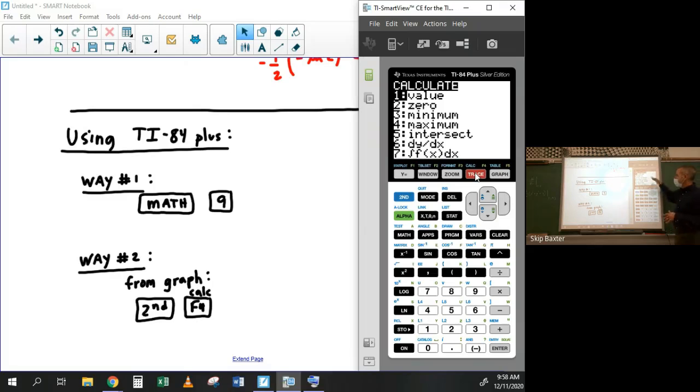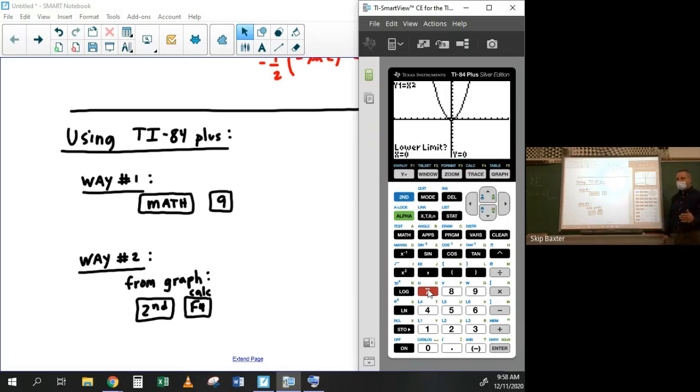One of the choices, remember, is the same place we went to find value, zero, intersection, and maximum. The 7th choice down here is integral. So I could just press 7. It's going to ask me for the lower limit and the upper limit. In other words, what number is at the bottom of the integral sign and what number is at the top of the integral sign. So if I press 2, then 3, then enter, it gives me the same answer. It does a little shading on the graph. Don't worry about what that shading means for now. I'll explain it later, but the answer is still the same.